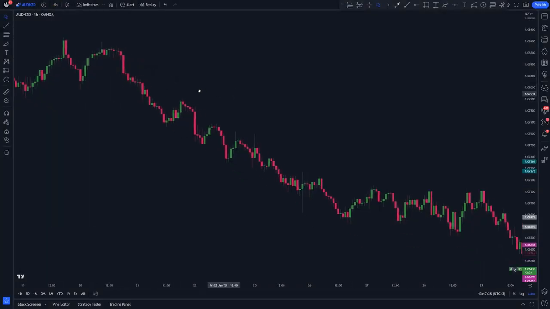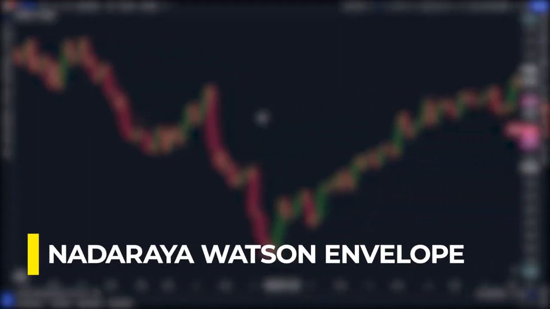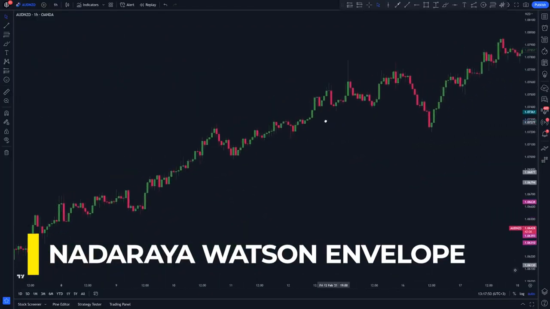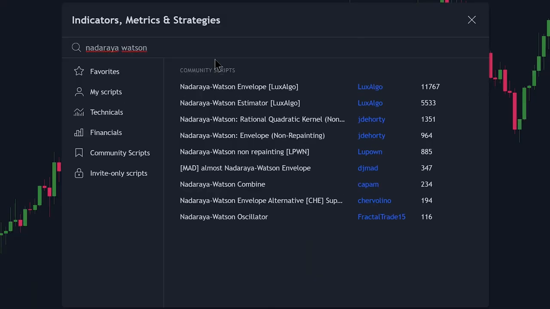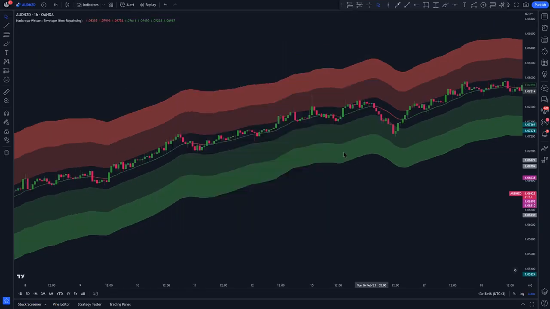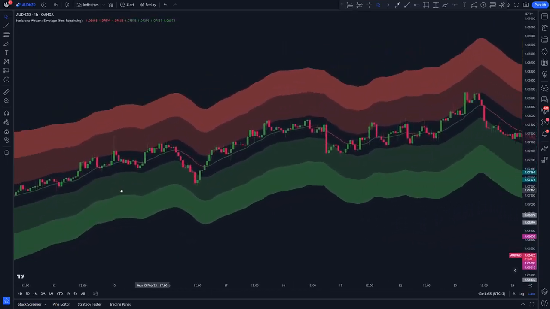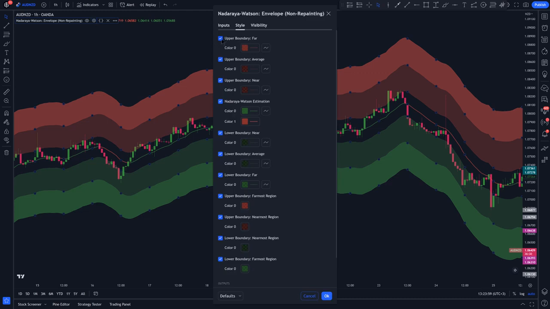Now, the core indicator of this strategy, as you might have already seen on the title of this video, is the Nadaraya Watson envelope. To add it to your chart, you're going to click here, then type in Nadaraya Watson, and it's going to be this one that is non-repainting by JD Hordy. Now, as you can see here, this indicator looks really beautiful, right? However, we don't need all of this, so let's access the settings and change some stuff.